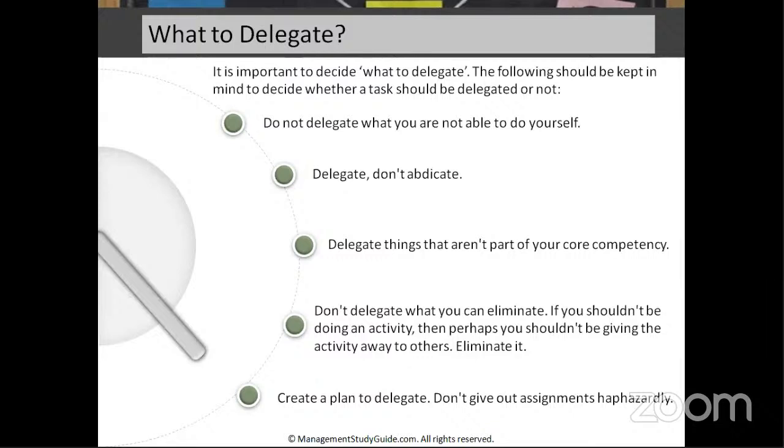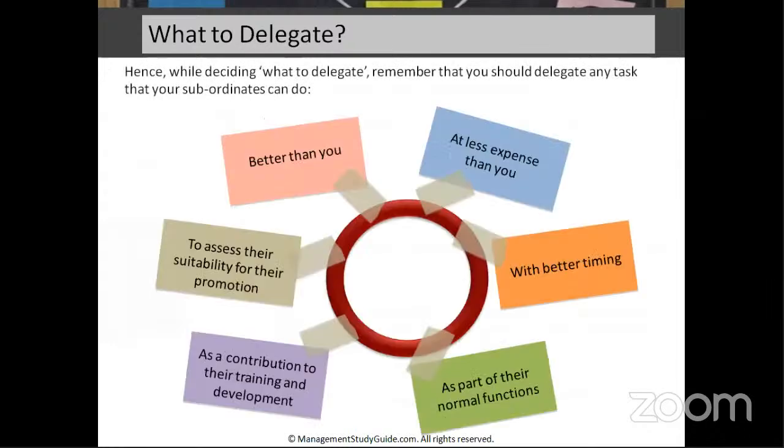Don't delegate what you can eliminate. If you shouldn't be doing an activity, then perhaps you shouldn't be giving the activity away to others. Eliminate it. Create a plan to delegate. Don't give out assignments haphazardly. Create a plan to delegate, just like what I just shared now.